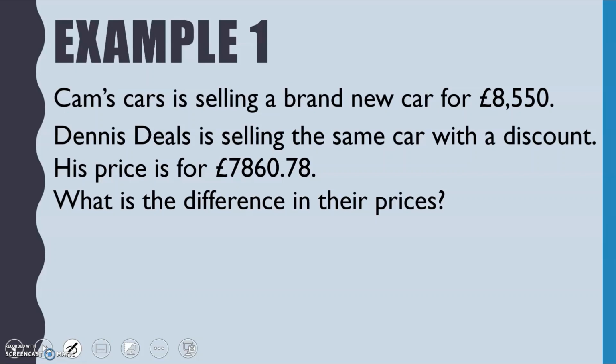Cam's Cars is selling a brand new car for £8,550. Dennis's Deals is selling the same car with a discount and his price is £7,860.78. What is the difference in their prices? Well, difference is telling us that we need to take away, and the two numbers that we've been given, I'm just going to circle so that I can identify them a wee bit easier. So when it's difference, I need to take the smaller one away from the bigger one.